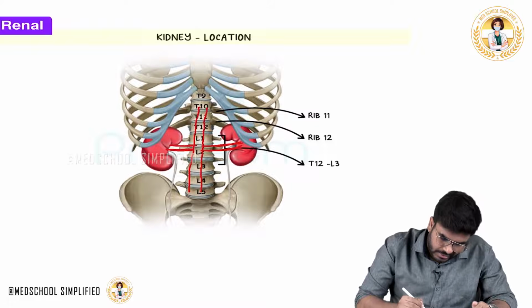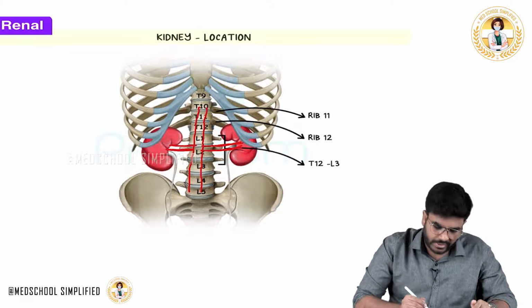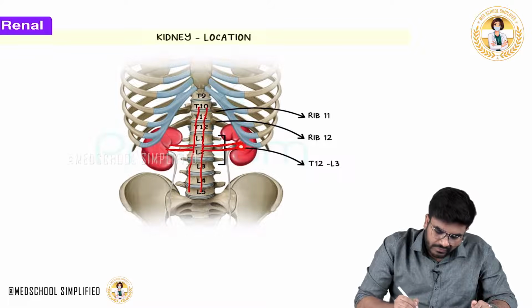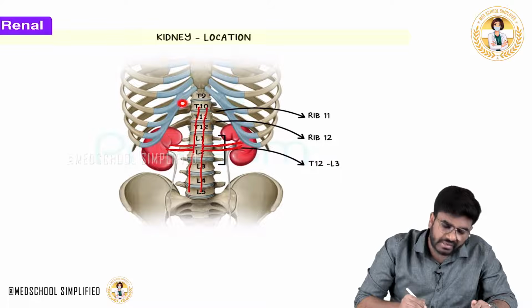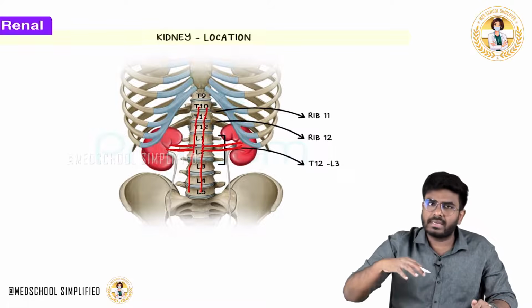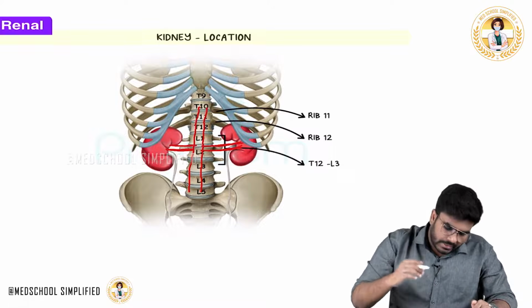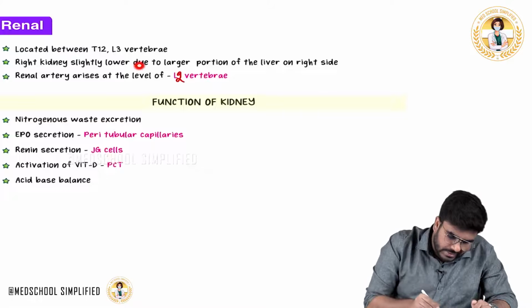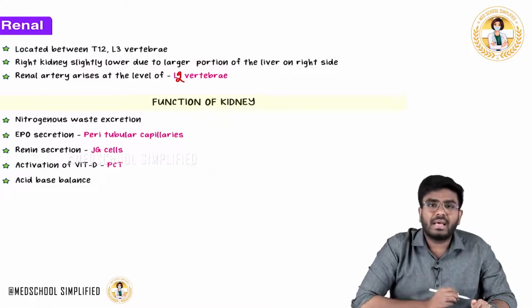Now, the right kidney is slightly lower when compared to the left kidney. Why? Even in this image you can see the right kidney is coming a little lower, because in the right upper quadrant you have the liver. That liver is pushing the kidney down a little bit. So that's why the right kidney is a little lower, due to the larger portion of the liver on the right side.